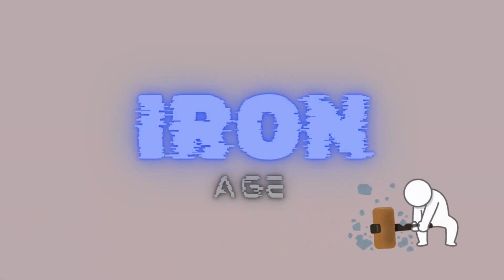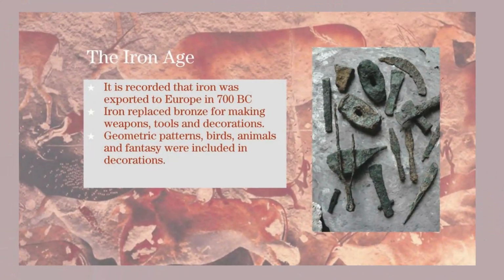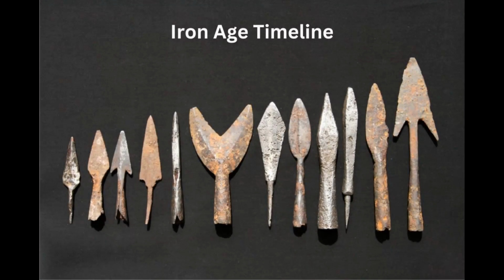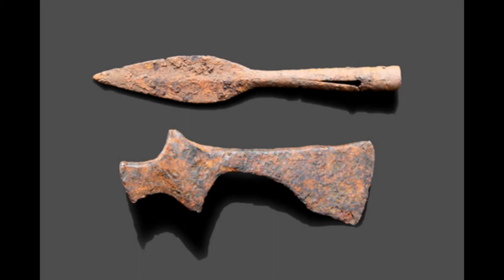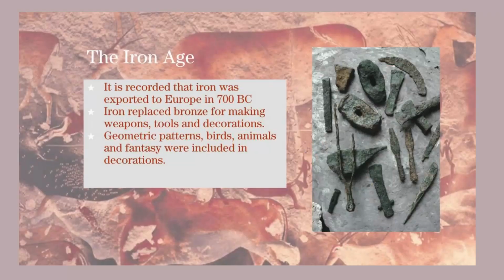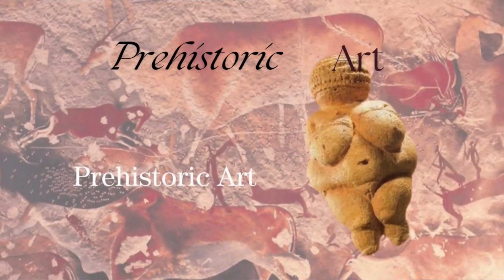The Iron Age, 700 BC. It is recorded that iron was exported to Europe in 700 BC. Iron replaced bronze for making weapons, tools, and decorations. Geometric patterns, birds, animals, and fantasy were included in decorations. What is prehistoric art?